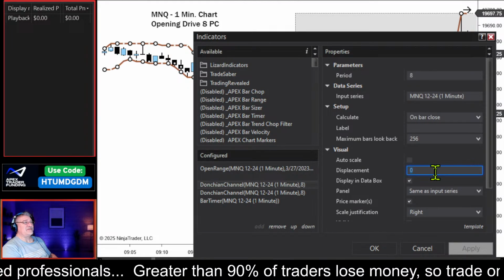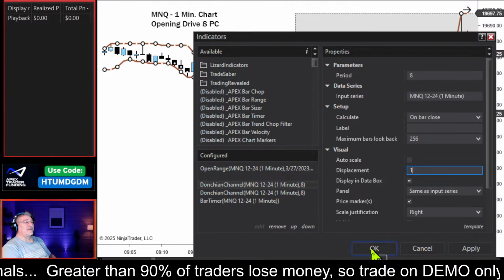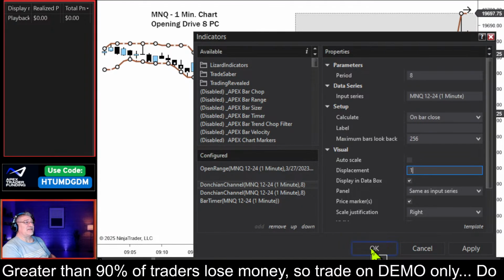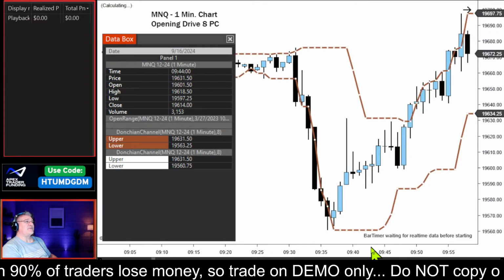1 block just means you're tracking the previous candle, not the current candle. 0 means it's the current candle, so it can never go outside itself, the current candle, if you know what I mean. So displacement of 1. There we go.